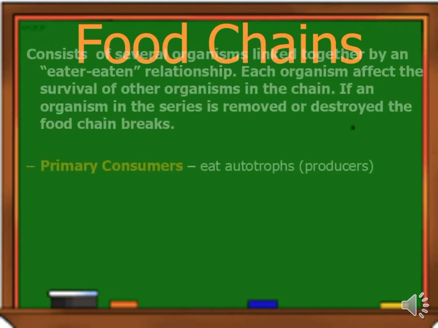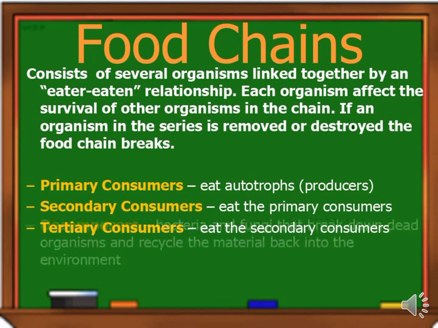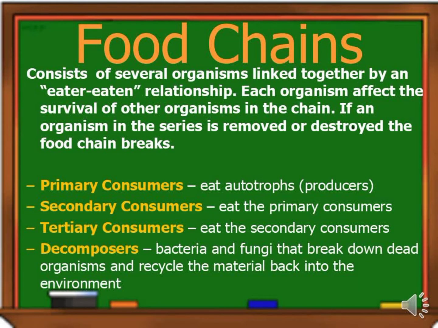So now, you learn from your activity how food chain flow in the ecosystem. A food chain consists of several organisms linked together by an eater-and-eaten relationship. Each organism affects the survival of other organisms in the chain. If an organism in this series is removed or destroyed, the food chain breaks.